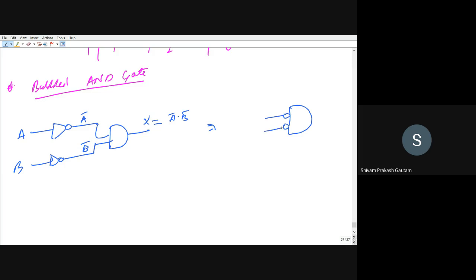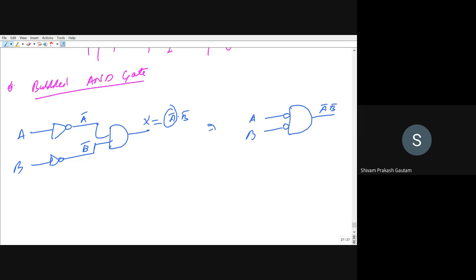Whenever you see a bubble, a small circle, that means it is passing through a NOT gate. So this is A, B, and this is your A bar, B bar. Just note here that the bar is on a single variable, not on the whole expression. Unlike in the NAND gate, where the bar was overall, here the NOT gate is only on the single variable, that is A bar, B bar.